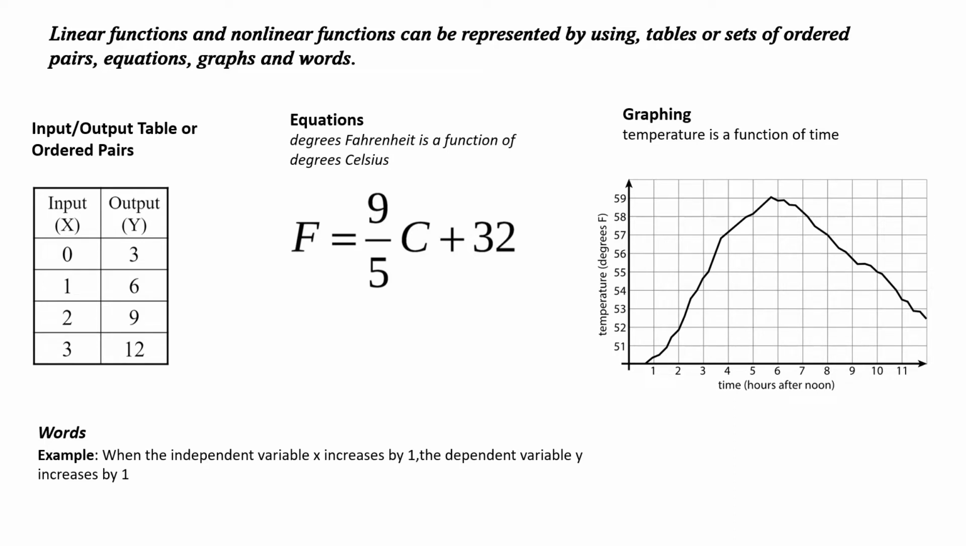We can also look at functions by graphing. That's the visually easiest way of seeing it, by graphing it. And the last way we can do this is through words. For example, when the independent variable x increases by 1, the dependent variable y increases by 1. So that's just an example of words.